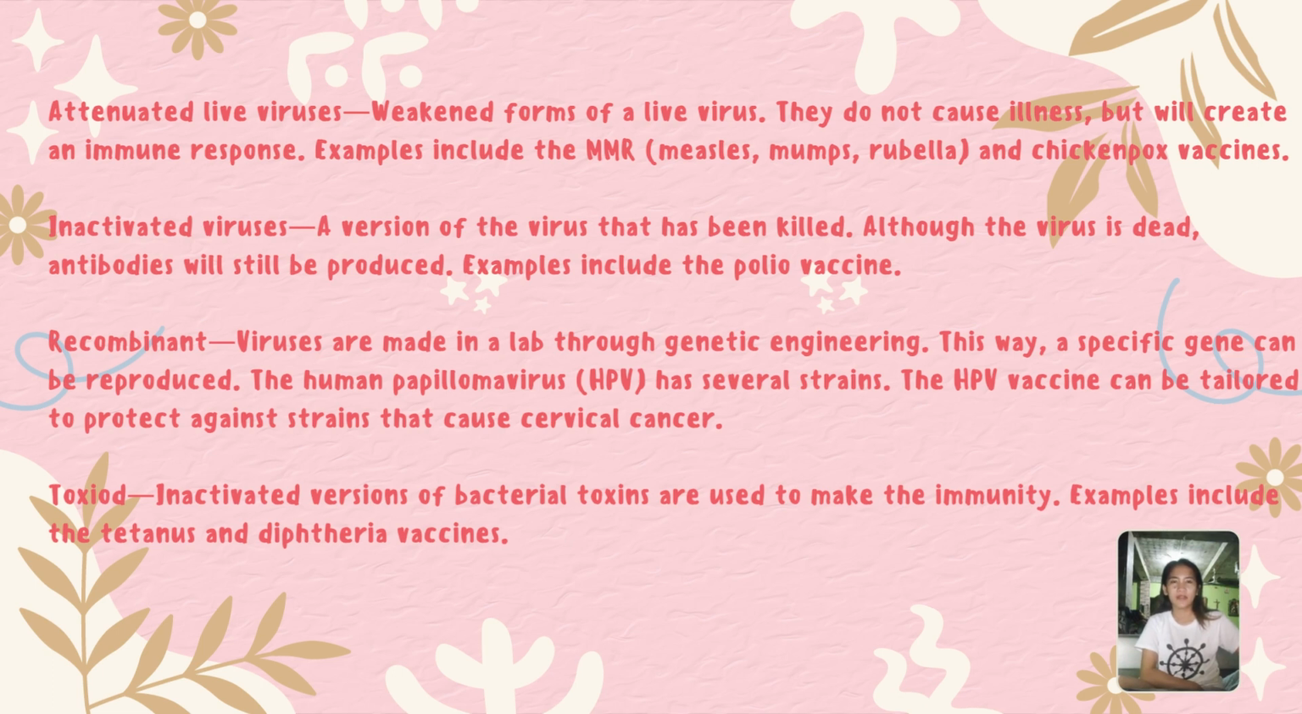Toxoid vaccines use inactivated versions of bacterial toxins to create immunity. Examples include the tetanus and diphtheria vaccines.